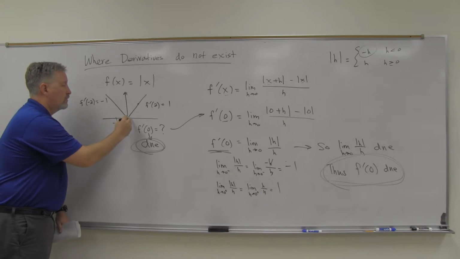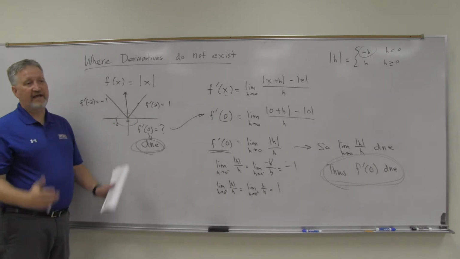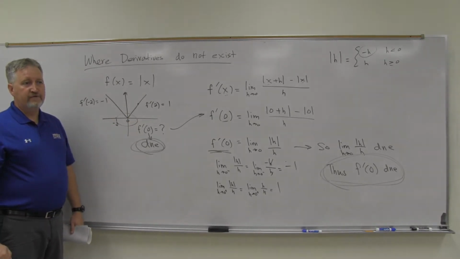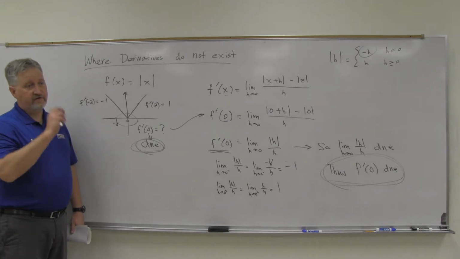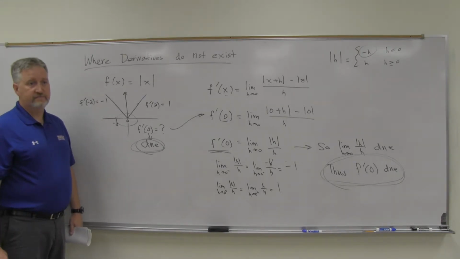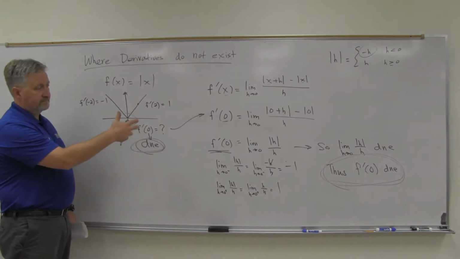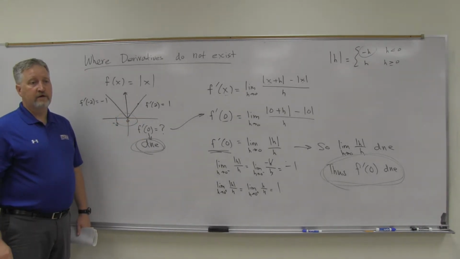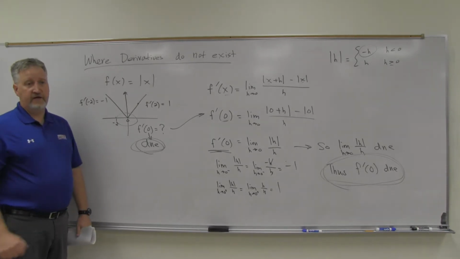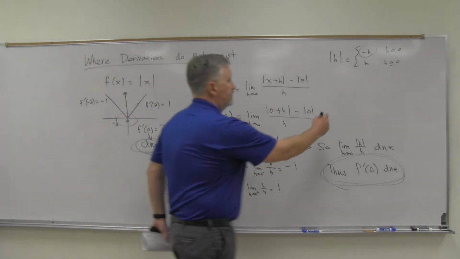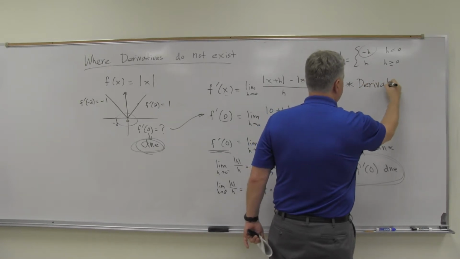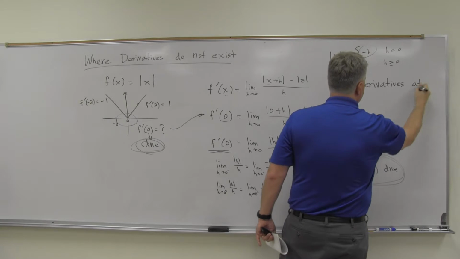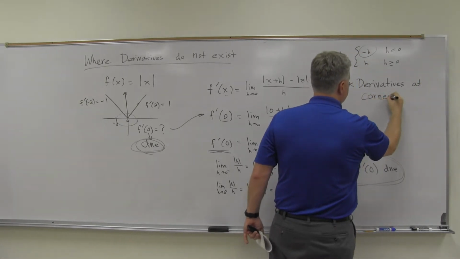Now, what was special about 0 there? Well, it had a corner. Derivatives at corners don't exist. So if you've got a corner on a graph, the derivative at that corner does not exist. Okay? Same thing will happen at any corner on your graph. The derivative just will not exist. So we can extend that out to any corner. Derivatives at corners do not exist.